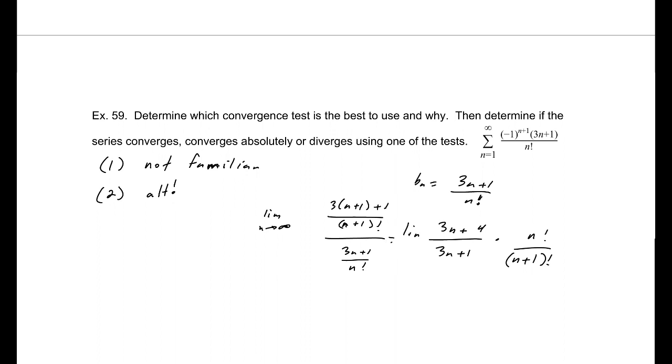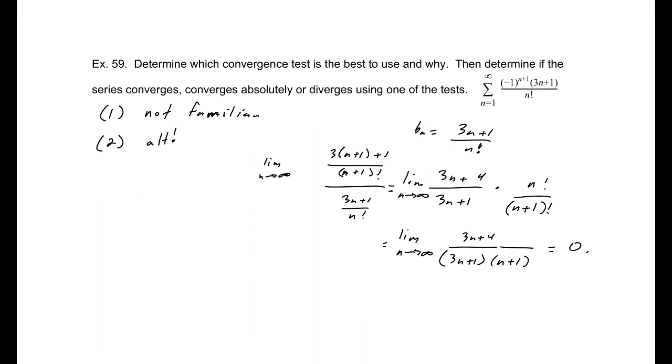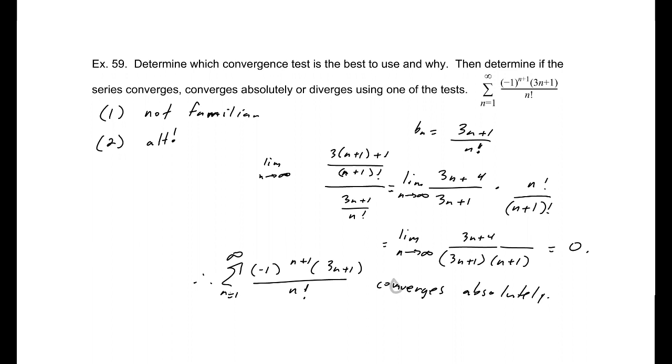Add my limit back in there. So this limit is the same as 3n plus 4 over 3n plus 1 times n plus 1. That limit is 0. Now, because this did not account for the alternating portion, that means the sum of -1 to the n plus 1 times 3n plus 1 over n factorial converges absolutely. Because we took the absolute value of that, we are saying that this converges absolutely.